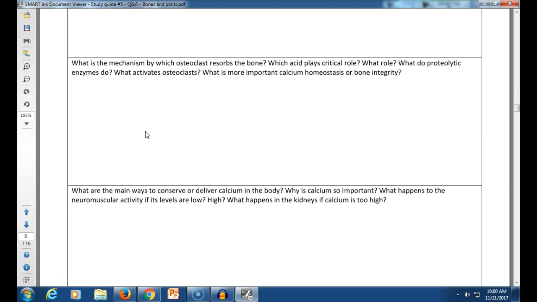Osteoclast resorbs the bone. What you need to know is that there are two components. Hydrochloric acid dissolves the calcium component. Proteolytic enzymes degrade the protein component. Okay? What activates osteoclasts? The major activator.